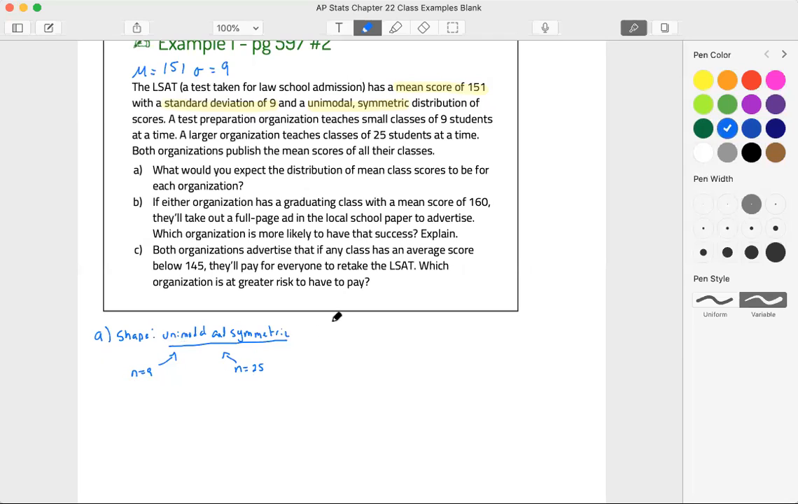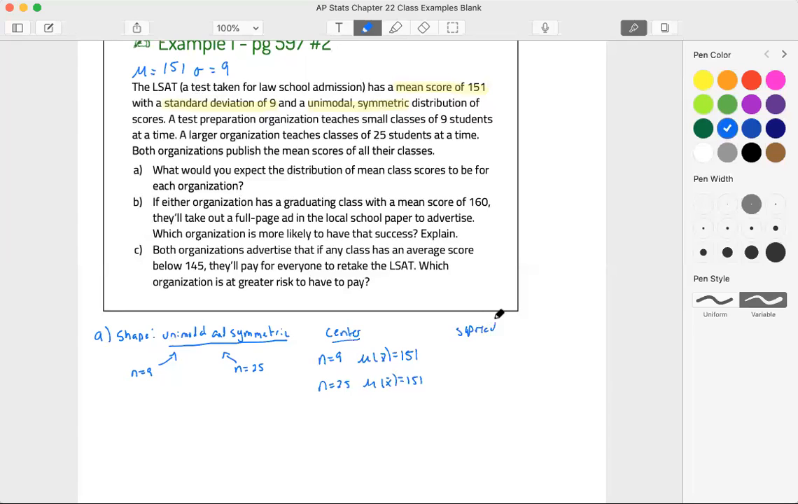Now let's move on to our centers. For our mean of n equals 9, let's take a look at that one. So we have mu of x bar. Well, guess what? That equals the same as the population. And then for our n equals 25, our mu of x bar is going to equal 151 again.